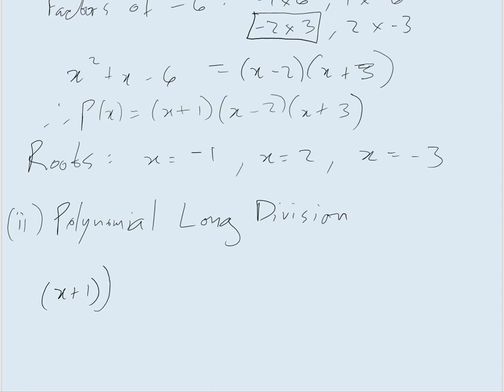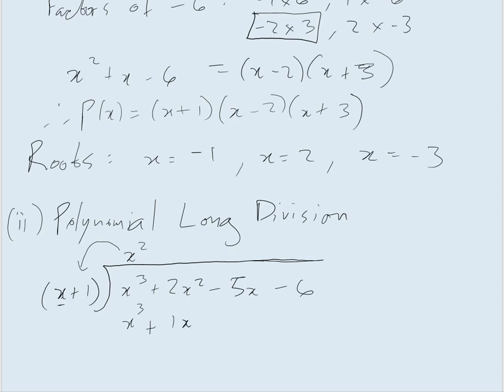And we want to use it as the divisor of our full polynomial, which is x cubed plus 2x squared minus 5x minus 6. So what we do is we consider the variable x. So we ask ourselves, how many times does x go into x cubed? Well, x squared times. And then we take x squared and we multiply it by this entire factor. This gives us x cubed plus 1x squared.